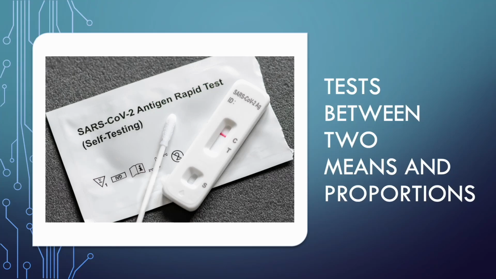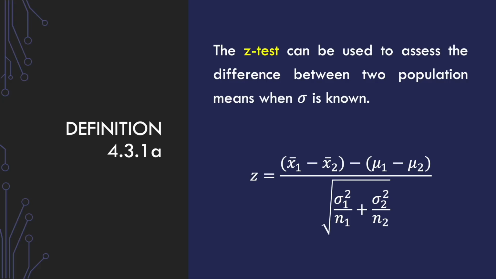In the previous lessons, you learned about one sample test using z-test and t-test. So ngayon naman, pag-aaralan natin yung test kapag dalawang means or dalawang proportions ang kino-compare natin. So ang unang pag-aaralan natin is the z-test. It can also be used to assess the difference between two population means when the standard deviation is known.